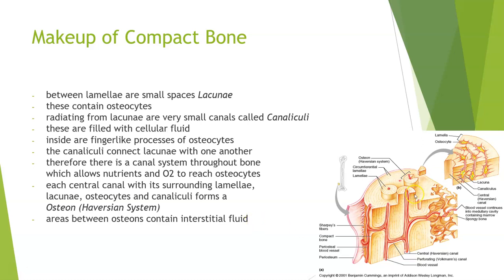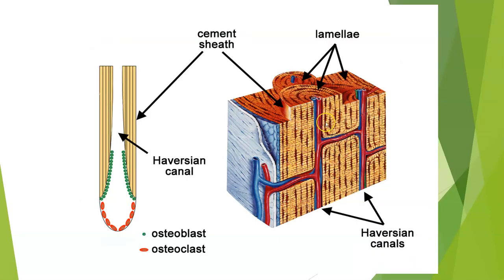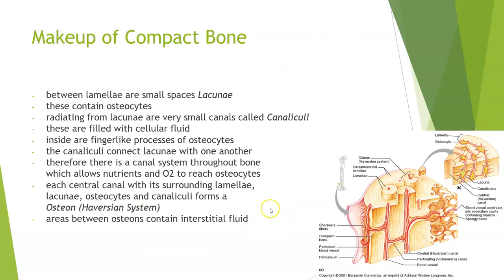Each central canal and its surrounding lamellae, the layers of concentric hardened matrix, the osteocytes and canaliculi, of course the lacunae with the osteocyte, all together form what is called an osteon, also known as the Haversian system. So we can see here that this whole area is considered the Haversian system or the osteon. We can see here where they've put it in brackets that each of these circles is an osteon or a Haversian system. Again, the central canal, the lamellae, the lacunae, the osteocytes that sit within the lacunae, and the canaliculi that branch out from them form what is known as an osteon or the Haversian system. The areas between the osteons, of course, contain interstitial fluid.